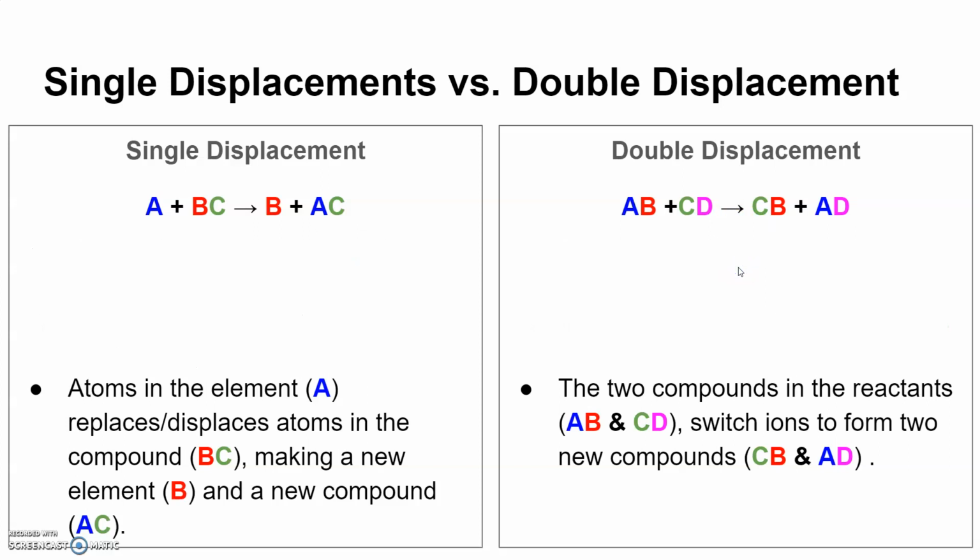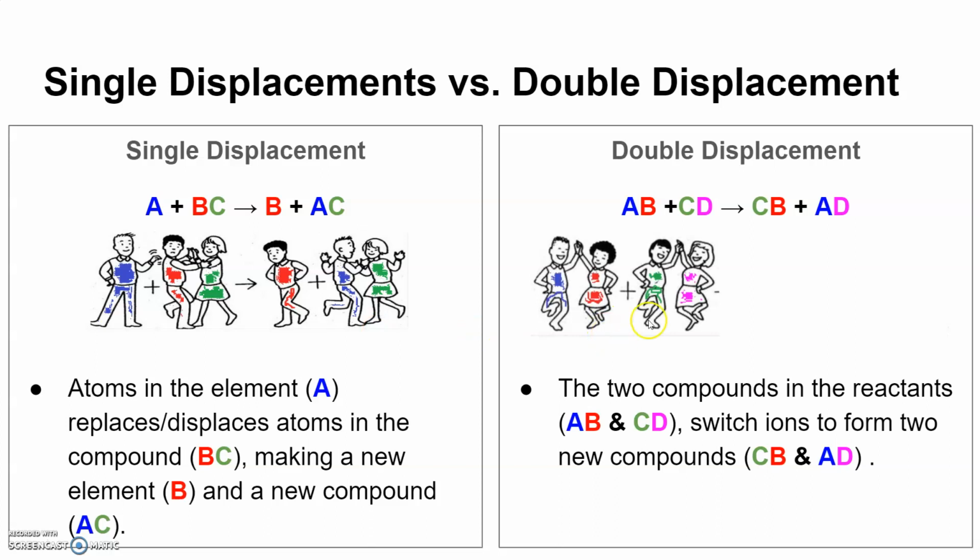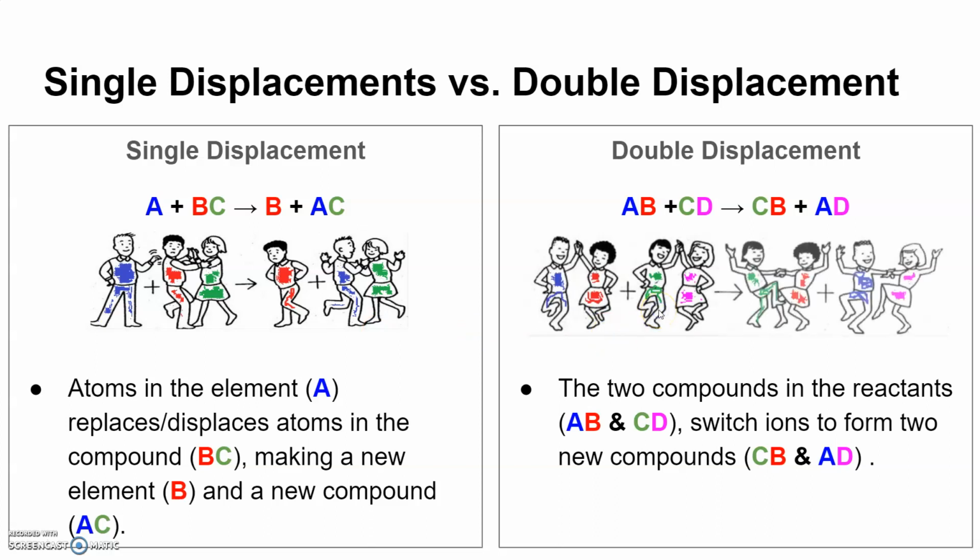Now, one analogy that we can use to help visualize this is a dance. In a single displacement, you have a situation where a couple is dancing and then a single person comes along and says, hey, can I cut into the dance? And so that person is cut in and now there's a new couple dancing and then that other person is now left out, right? In the case of double displacement, it's more like two couples are dancing and then they decide to just switch partners. And so that's the difference between a double and single displacement reaction.